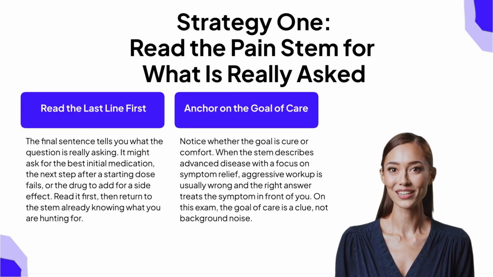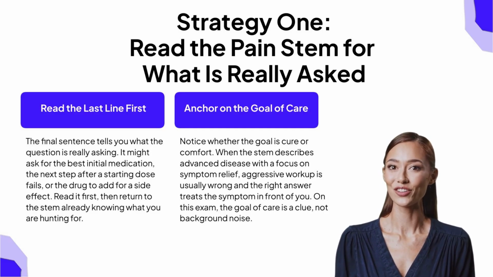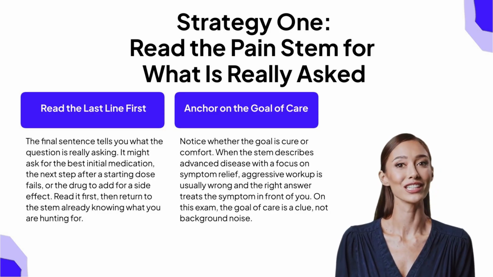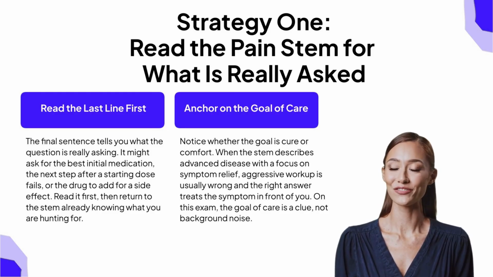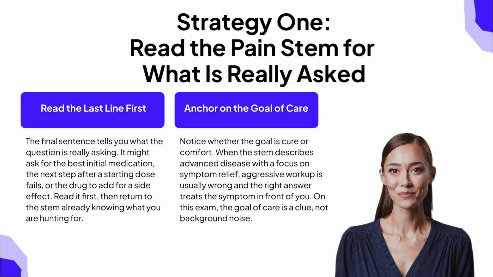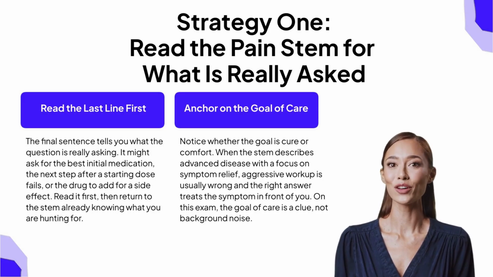Our first strategy is to read every pain vignette for what is really being asked. Start with the last line of the question. That sentence tells you whether the stem wants the best initial medication, the next step after a starting dose has failed, or the drug to add for a side effect. Once you know the question, go back and read the stem with that goal in mind, and you will stop drowning in detail.